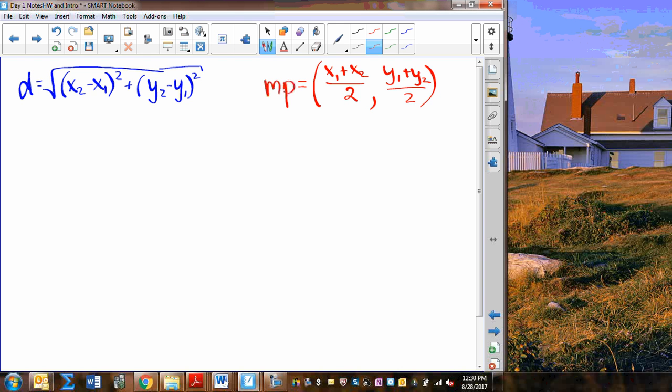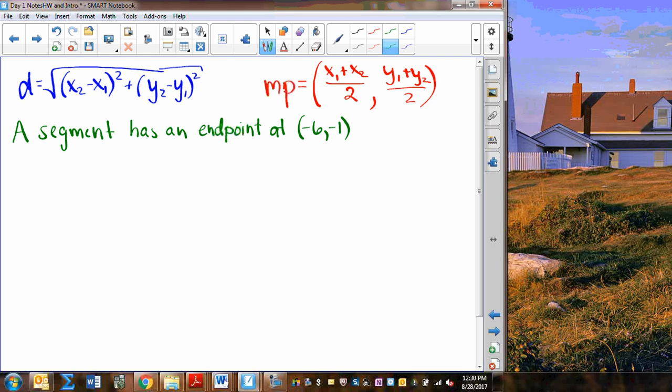Alright? Now, suppose we have this. A segment. I want you to go ahead and write this down. A segment has an endpoint at (-6, -1), and its midpoint at (-3, 1).